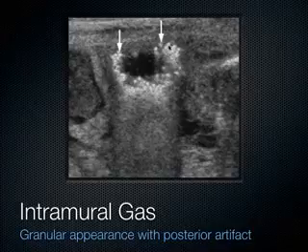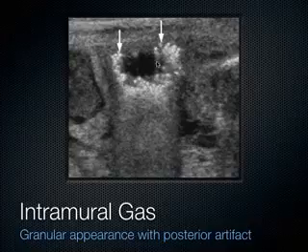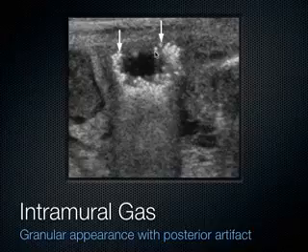It looks like little punctate areas here, and sometimes we can see comet tails. I don't see any comet tails here. Sometimes, oh, here's one. That's totally a comet tail right there. You can see this little comet tail coming down. And a comet tail is a reverberation artifact that goes towards the bottom of the screen, and you see that with air, and sometimes metal, but air classically causes these comet tails.